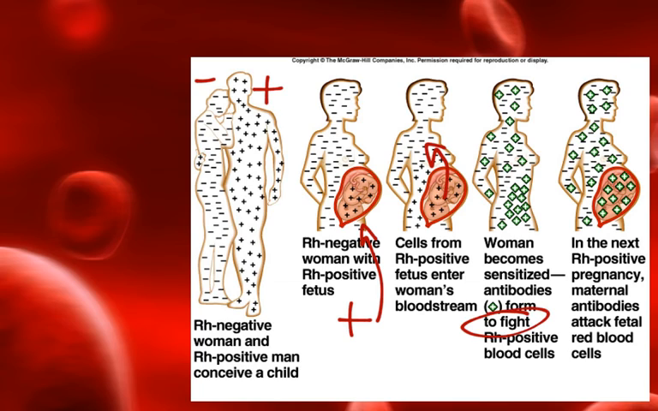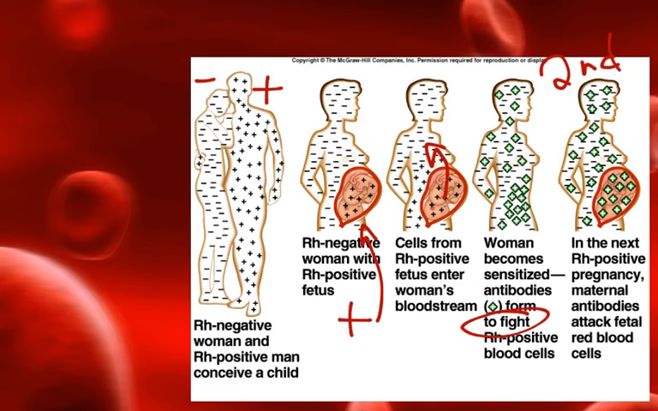Now that doesn't cause a problem in a woman's first pregnancy, but what can be a problem is, let's say in her second pregnancy, she actually has another baby that is positive, then her body can actually attack and fight off the child.